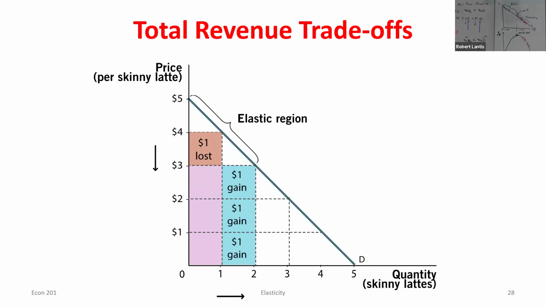Sure enough, our total revenue before was 4. Now what's my total revenue? I'm selling 2 units at $3. My total revenue is 6. Total revenue went up by 2. So here I know that demand must be what? When I lowered the price, total revenue went up. So I know demand has to be elastic. That was the relationship that we drew out up here.